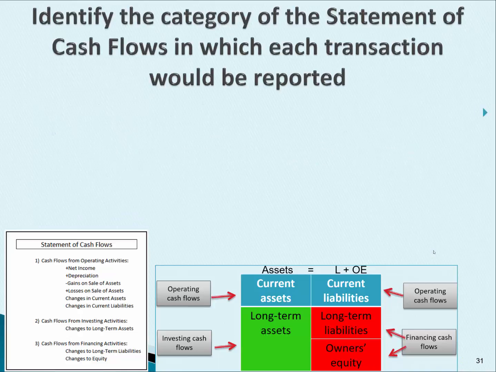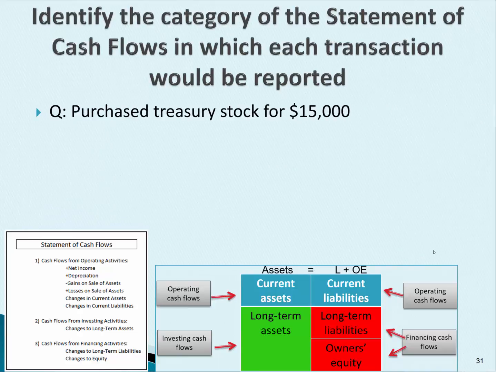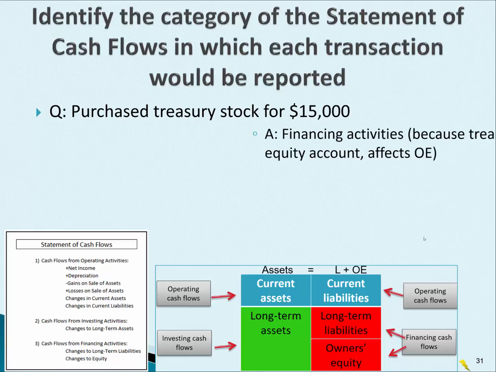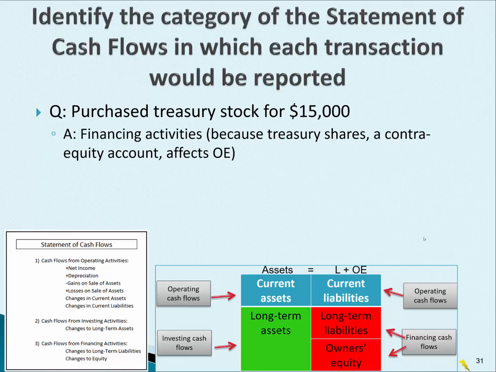Let's say you purchase treasury stock for $15,000. Which section does this go into? Well, treasury stock is an equity account, therefore this goes in the financing activity section.